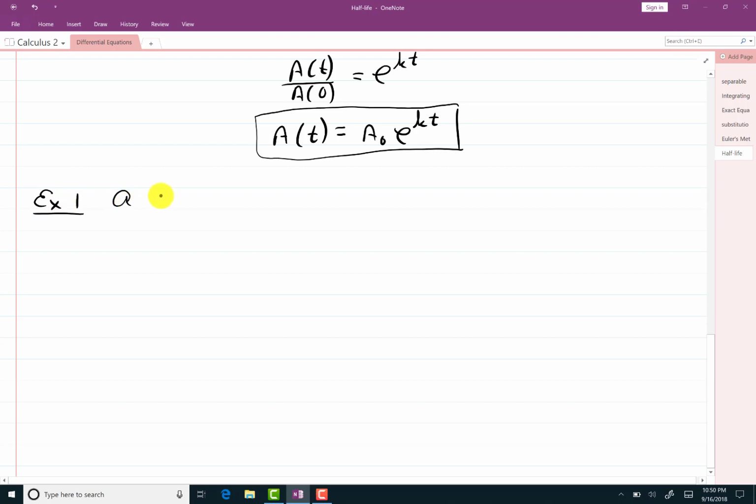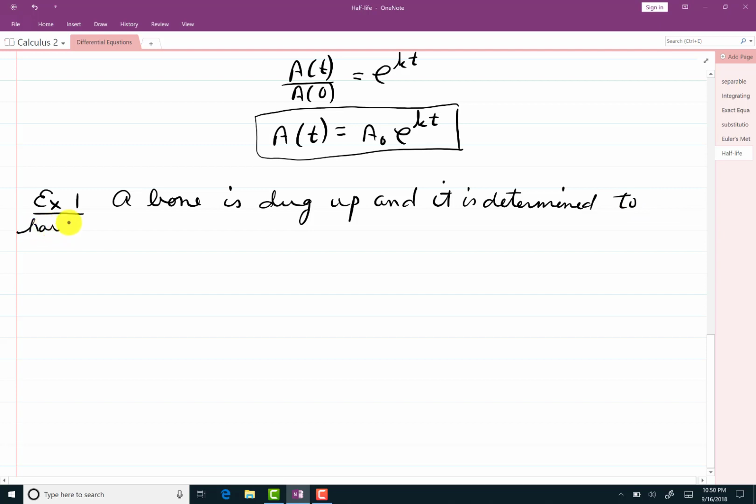Let's say a bone is dug up and it is determined to have 1% of its original C14. How old is the bone?